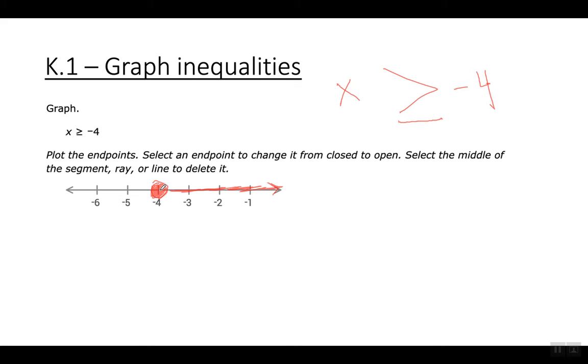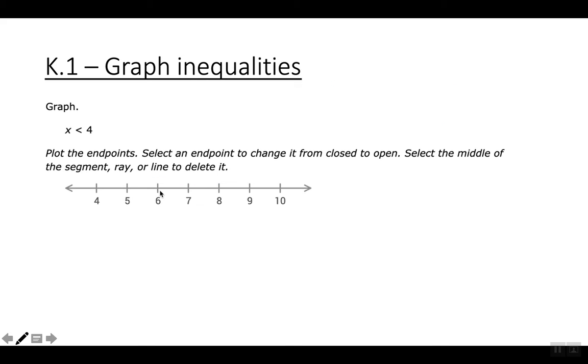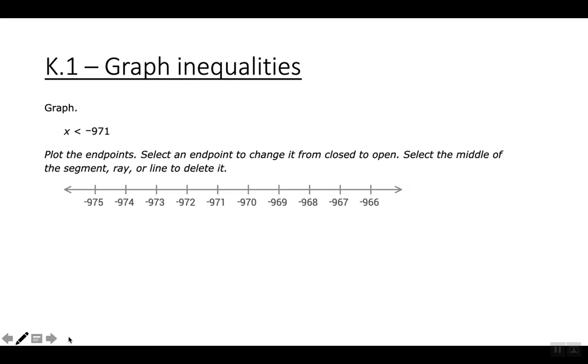Okay, here we have x is less than 4. Okay, so the numbers less than 4 are to the left. 3, 2, 1, 0, -1, -2. All the numbers less than 4 are this way. So you would have to shade to the left. Because it does not have the equal sign on the bottom, I leave that circle empty. This should be a review from middle school.